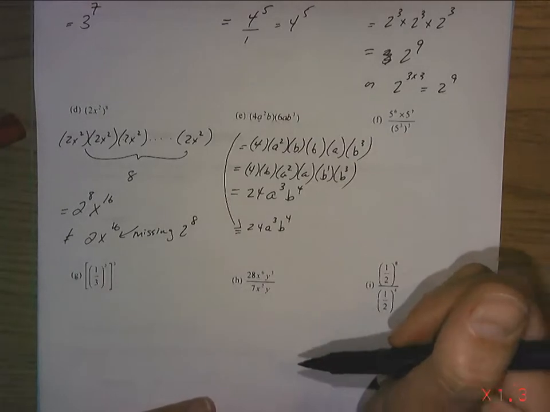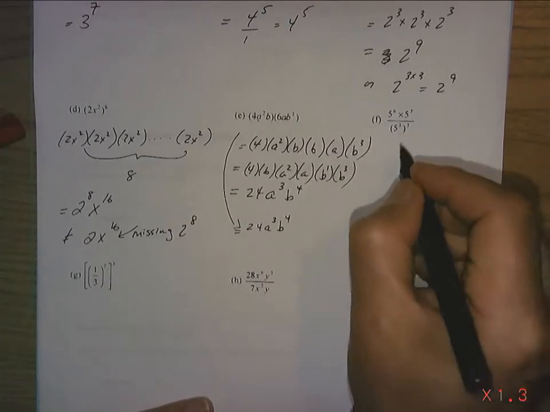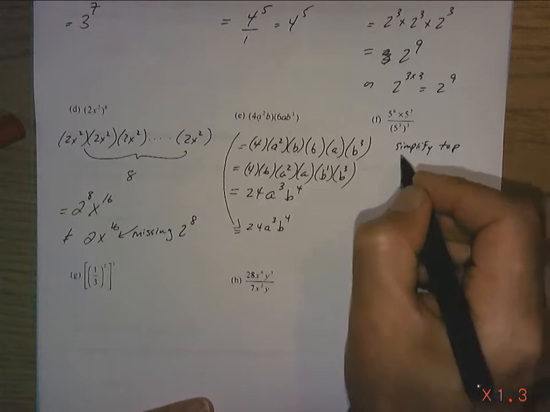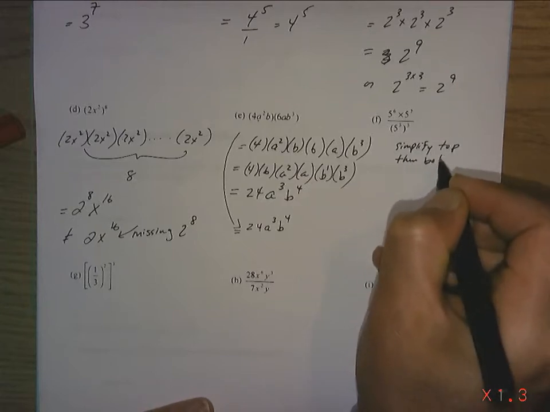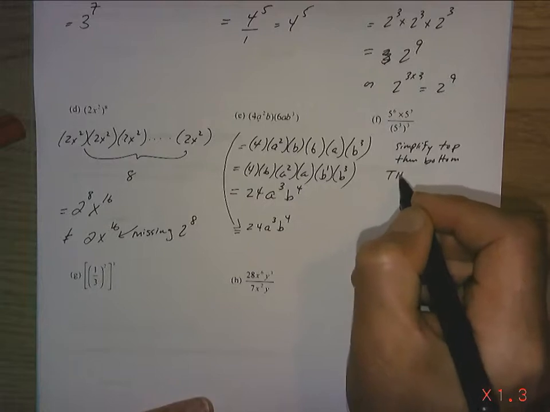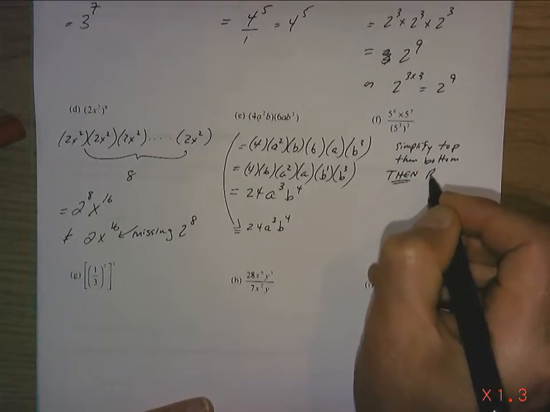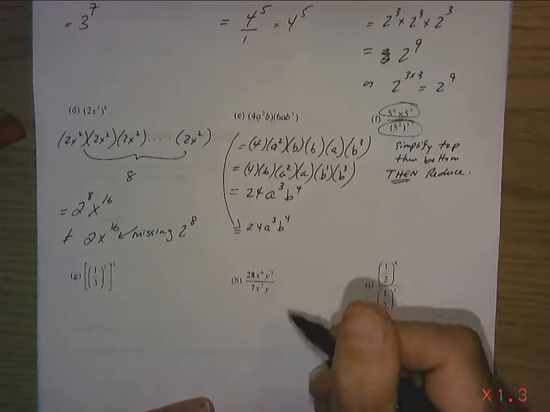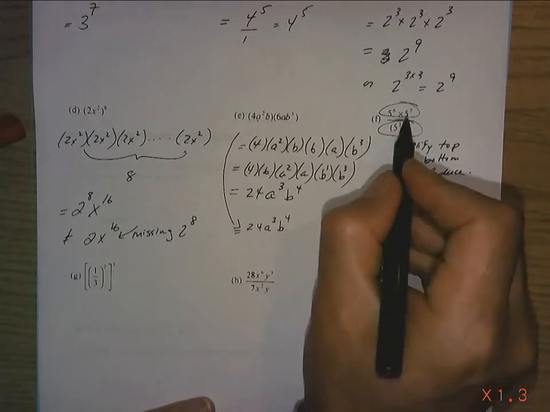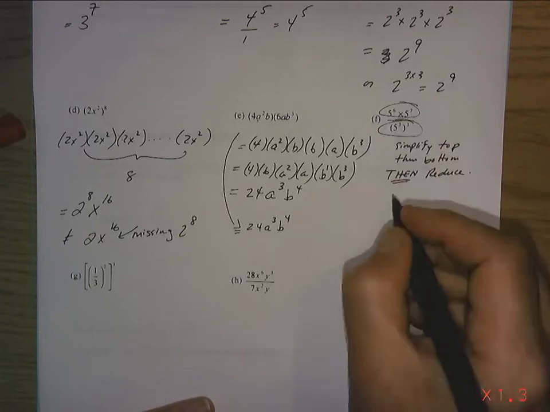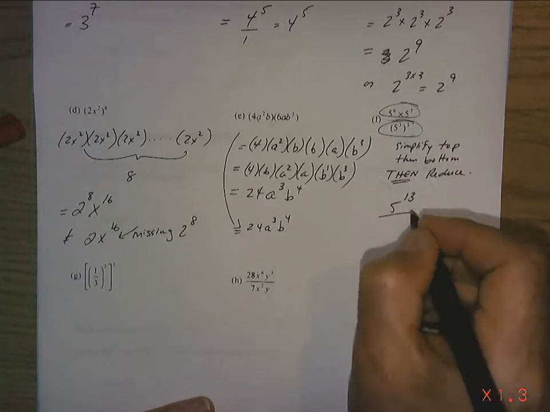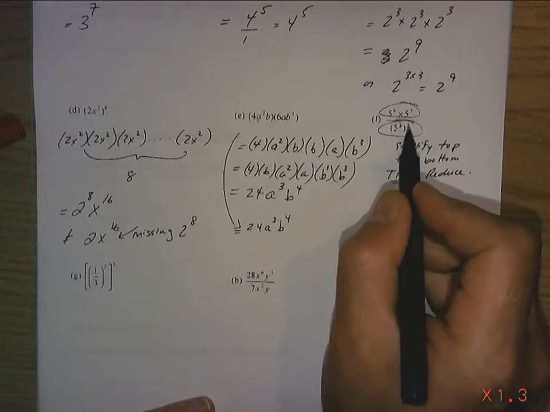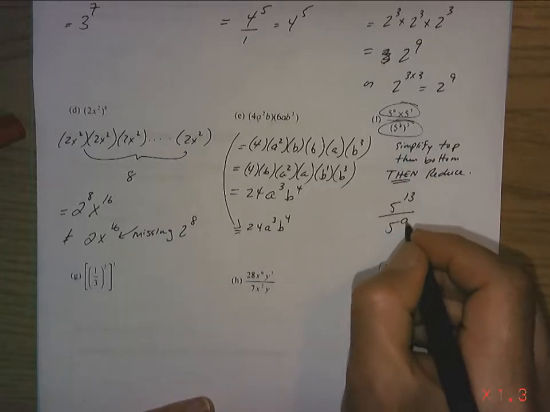Okay, let's look at F. We need to simplify first the top, then the bottom, then reduce. So there's an order here. We've got to deal with the top, we've got to deal with the bottom, and then we'll reduce them. So the base is 5, the base is 5, so there's 6 of them plus 7 more, so that's 5 to the 13. The base is 5 and it's 5 to the 3 to another 3, so that's an exponent of an exponent, so that's 5 to the 9.